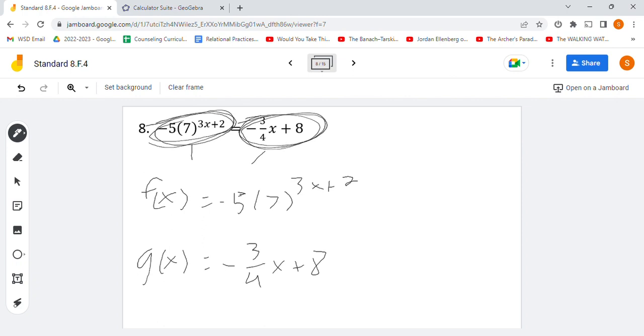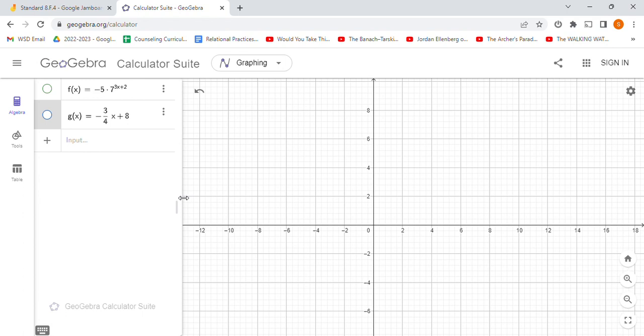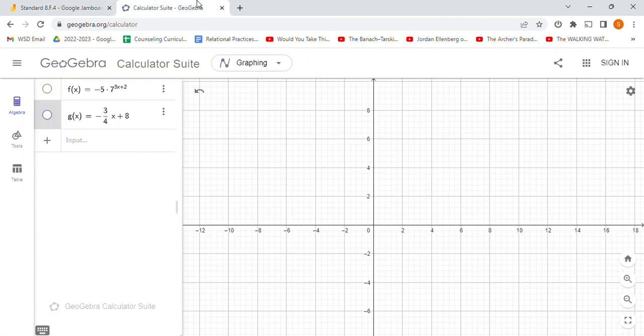Now I'm going to use GeoGebra as our graphing calculator. You can see that we have both of those plugged into our input bar over here on the left. That first equation, the negative 5 times 7 to the 3x plus 2, is right here. And we can see that looks like this green line. And our second equation, negative 3/4 x plus 8, will be a straight line right there.